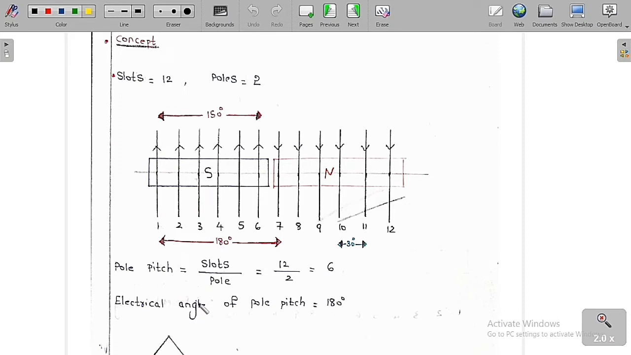So now we want the electrical angle of pole pitch. Pole pitch is nothing but we have to go from 1 to 7, because 1 plus 6 is 7. So we have to find all this angle. Here 1, 2, 3, 4, 5, 6.